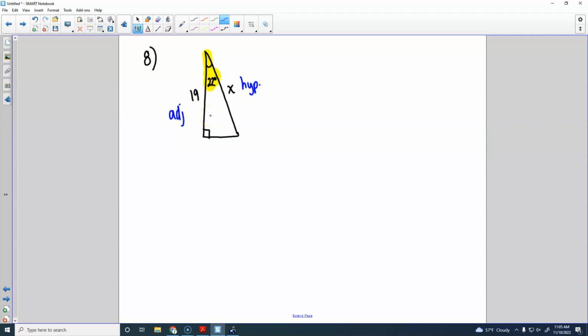Okay? So adjacent and hypotenuse, which one should I use? Cosine. So cosine of 22 degrees, always put your angle there, is going to equal adjacent, which is 19, over hypotenuse, which is x. I really should have done one where the x was on the top. It's easier to solve if the x is on the top. Then you just have to multiply. So you're solving for that x. You've got to multiply by the x to get it out of the denominator. Then you're going to divide by that cosine 22.